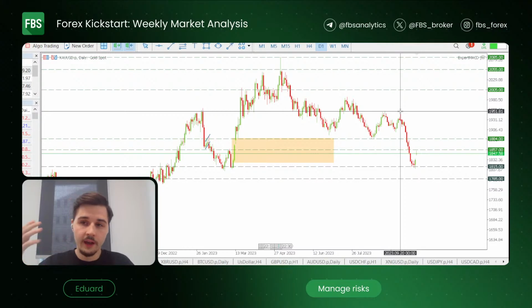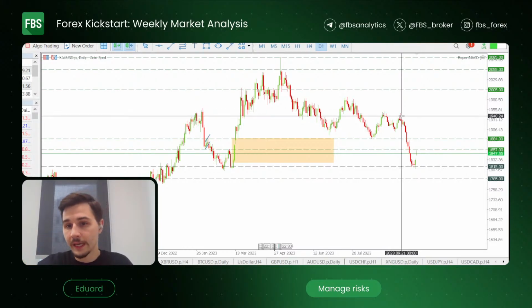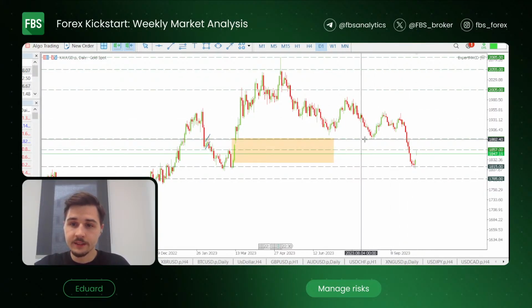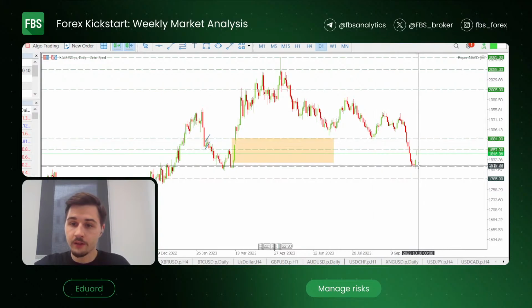We still needed to wait for the breakout and for the retest to enter the trade, and this breakout didn't happen. So gold declined. The lowest point of the movement now is around 1850, a little bit lower, but it doesn't matter.